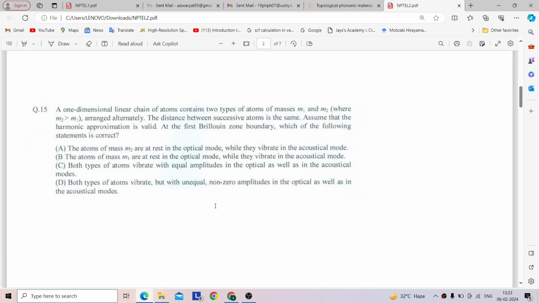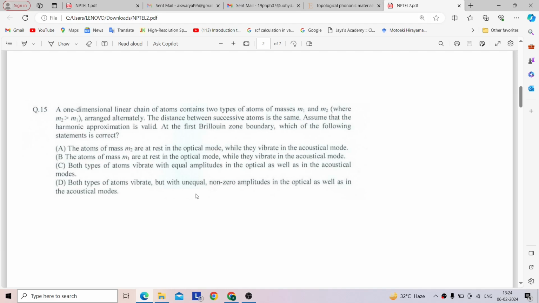And there are four options. Option A: the atoms of mass m2 are at rest in the optical mode while they vibrate in the acoustical mode. Option B: the atoms of mass m1 are at rest in the optical mode while they vibrate in the acoustical mode. Option C: both types of atoms vibrate with equal amplitudes in the optical as well as in the acoustic modes. And option D: both types of atoms vibrate but with unequal non-zero amplitudes in the optical as well as in the acoustical modes.